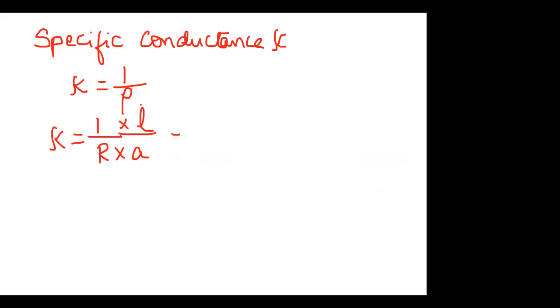So I can rewrite this, since 1 by R is conductance, as conductance into the cell constant. The cell constant actually depends on the dimensions of the electrolytic cell that we are using. So this is kappa, and this is just the derivation that we have done till now.